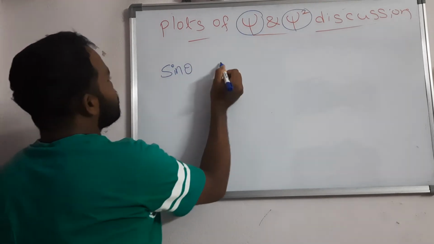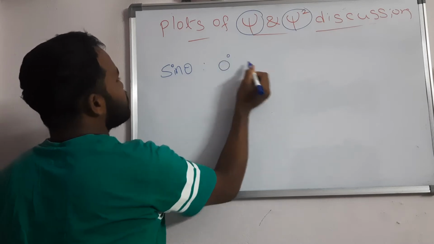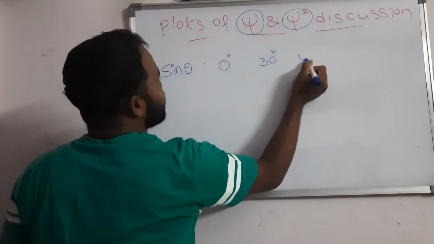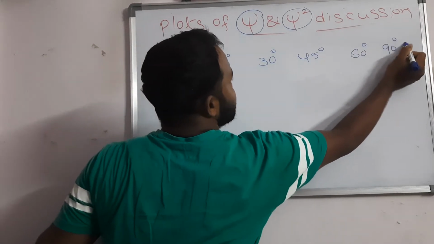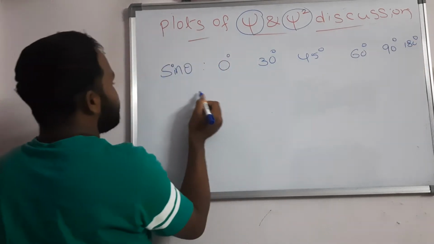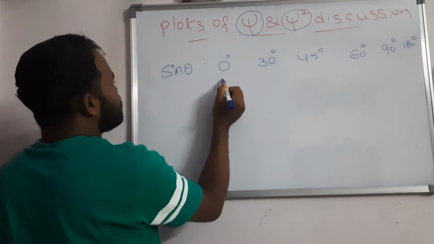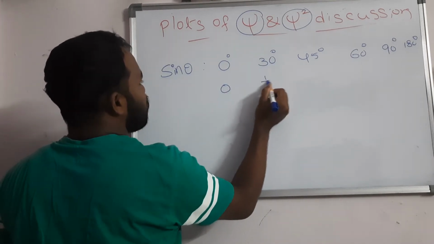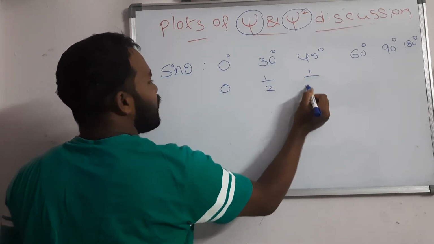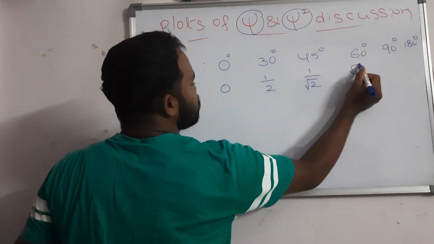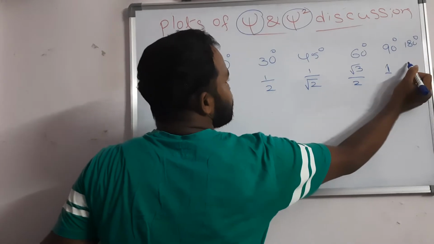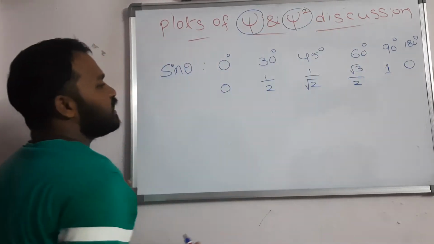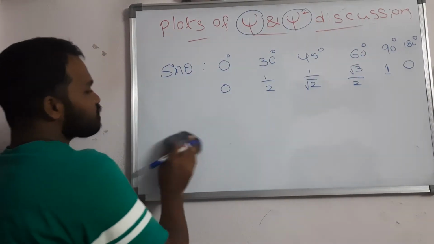You should know the sine of 0 degrees, 30 degrees, 45 degrees, 60 degrees, 90 degrees, and 180 degrees. Here I am writing the values: sin 0 is 0, sin 30 is 1 by 2, sin 45 is 1 by root 2, sin 60 is root 3 by 2, sin 90 is 1, and sin 180 is 0.